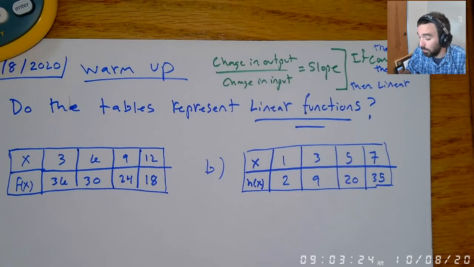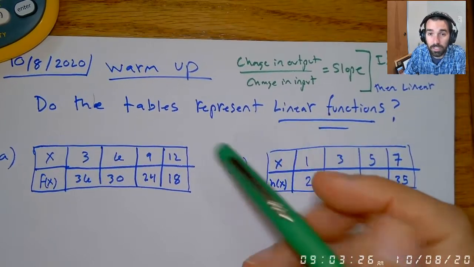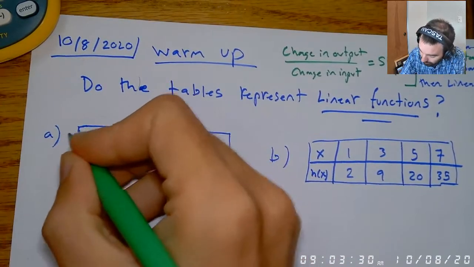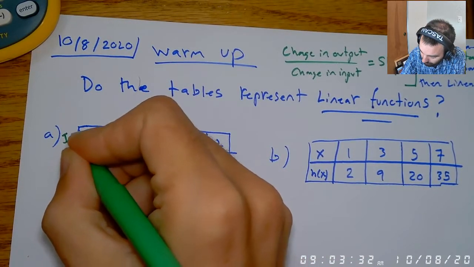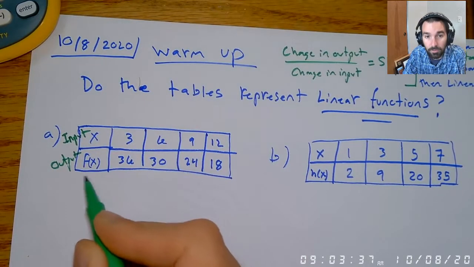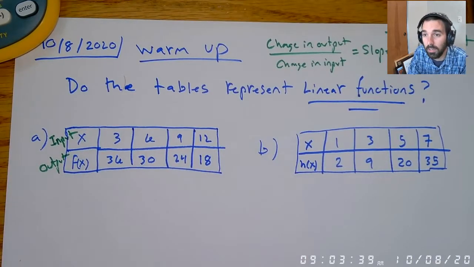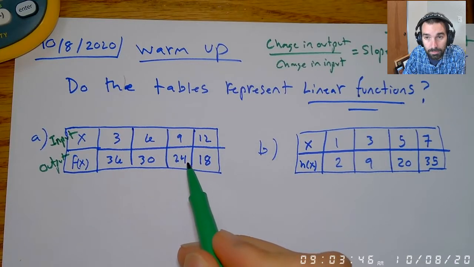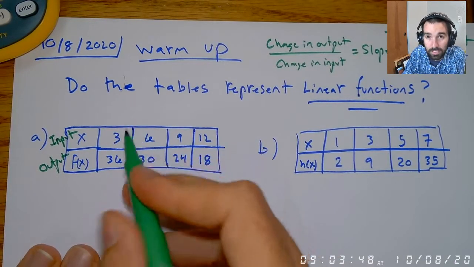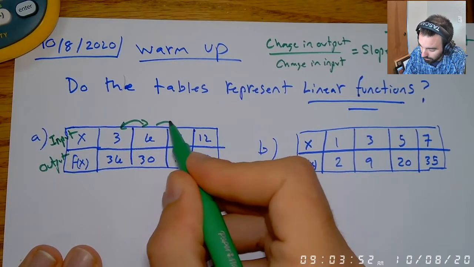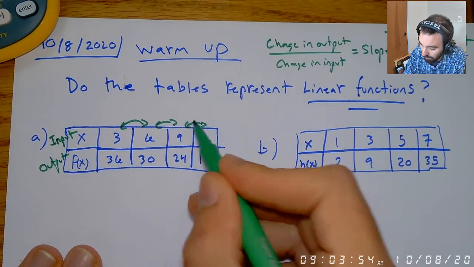All right, so we're going to go ahead and go over these. Again, we're looking for the change in the output, change in the input. So right here, this is my input. This is my output. We talked about function notation last time. We're going to talk about function notation a little bit more today. So we have our input, we have our output, okay? And so what I'm going to look for is the change. Is it the same on the input? And is it the same on the output?